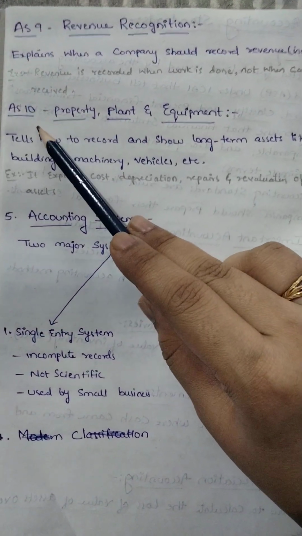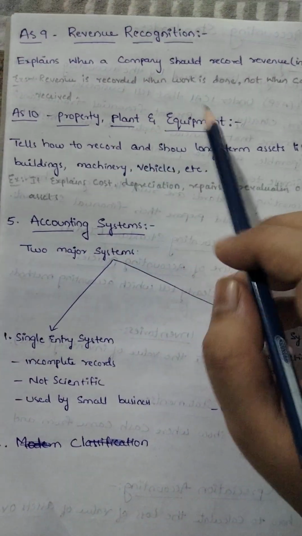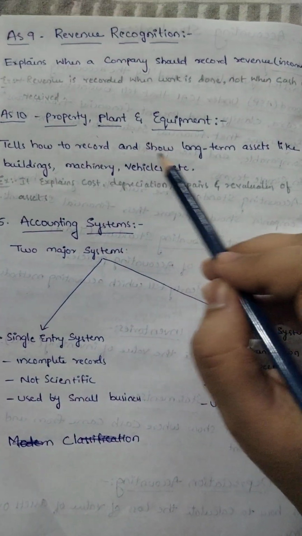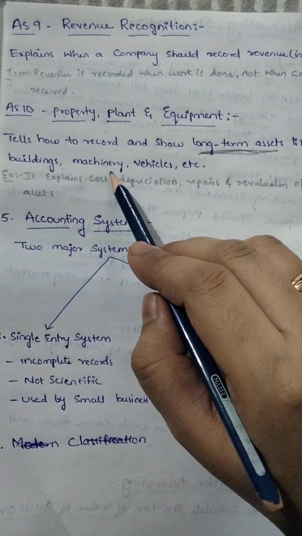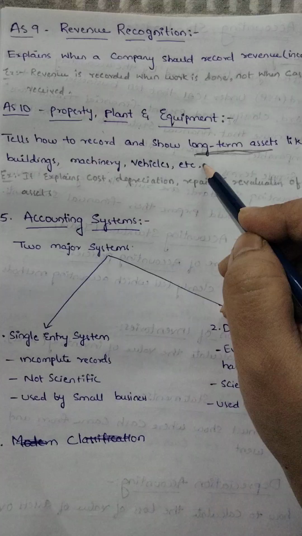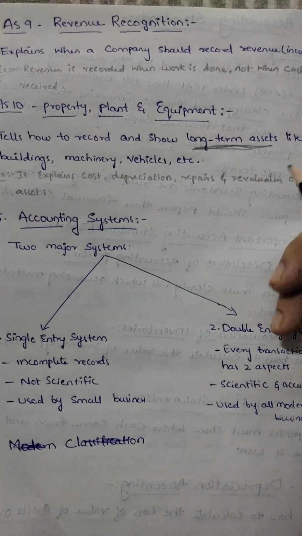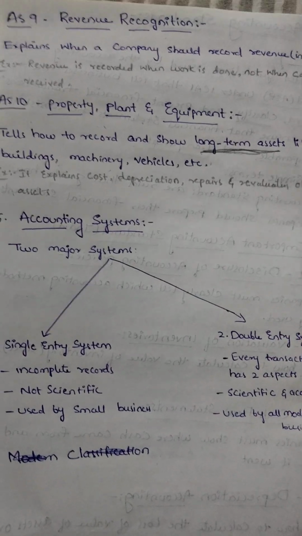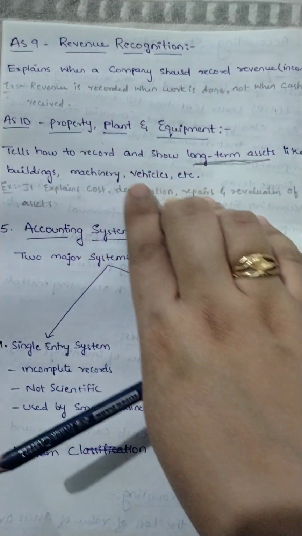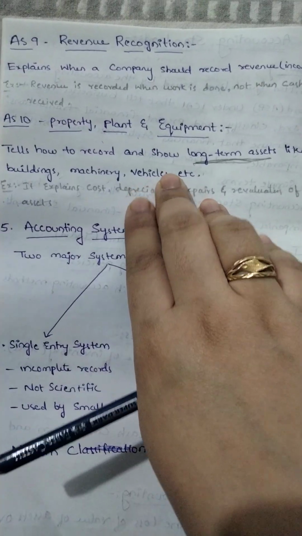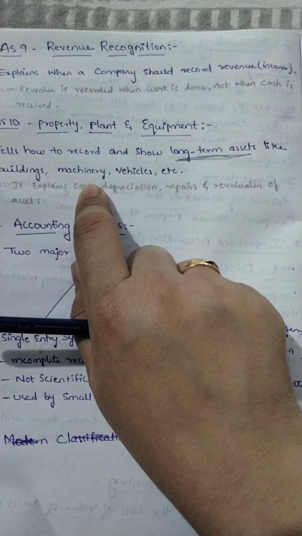And the accounting standard 10, that is property, plant and equipment. Property, plant and equipment tells how to record and show long-term assets like buildings, machinery, vehicles, etc. For example, it explains cost, depreciation, repairs and revaluation of assets. It tells about how to record and show long-term assets. Okay, so these are the important accounting standards.